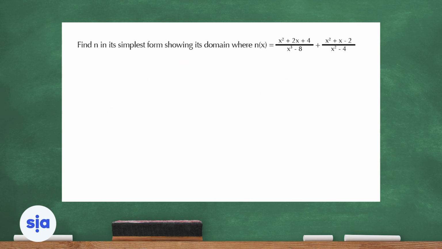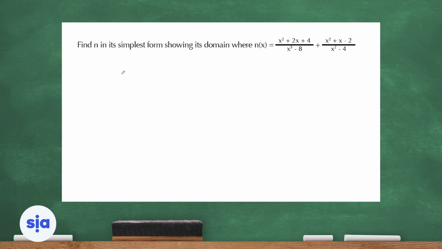In this question, the question is asking you to find n in the simplest form, showing the domain. As you can see here, I'm adding two fractions. In order to add them, they must have the same denominator. Take care before you find the common denominator. Before you cross out and simplify, you have to find the common domain.